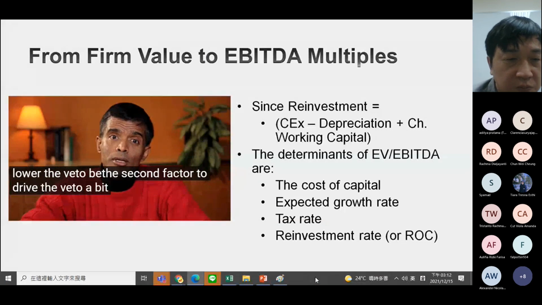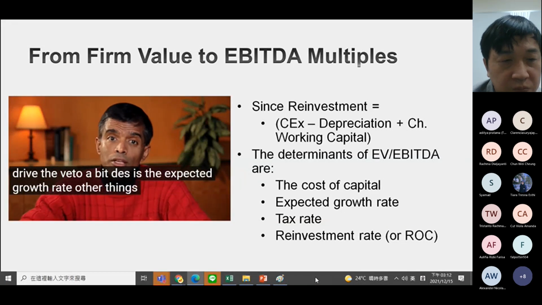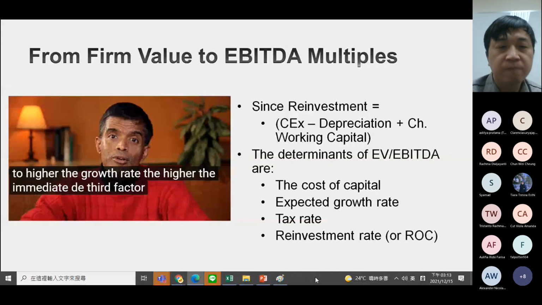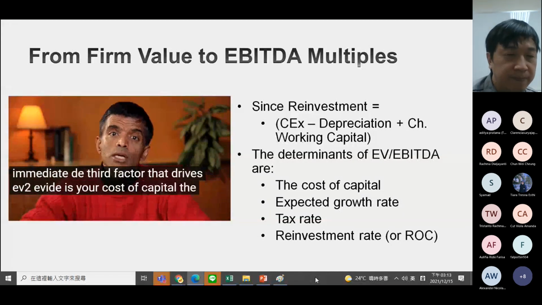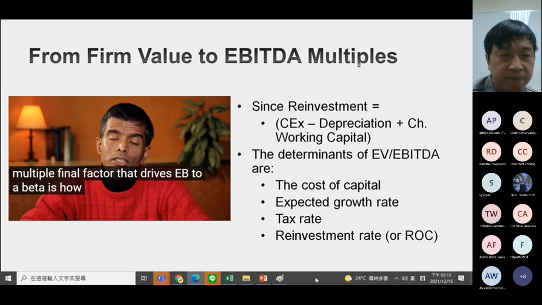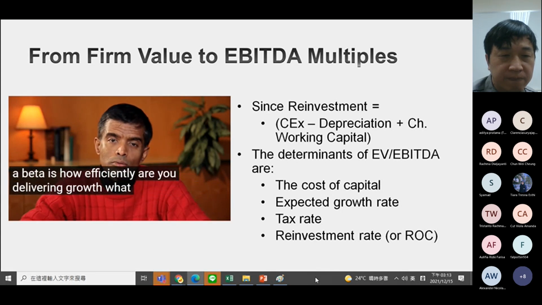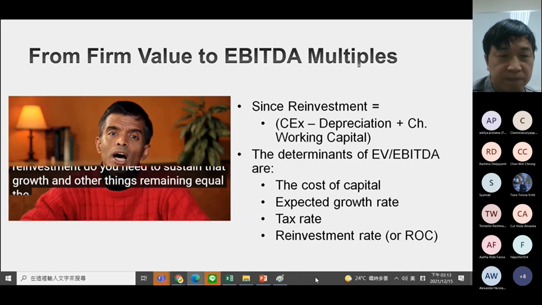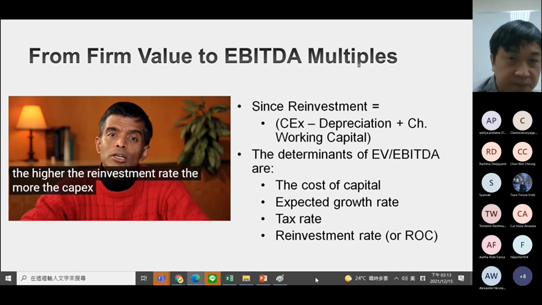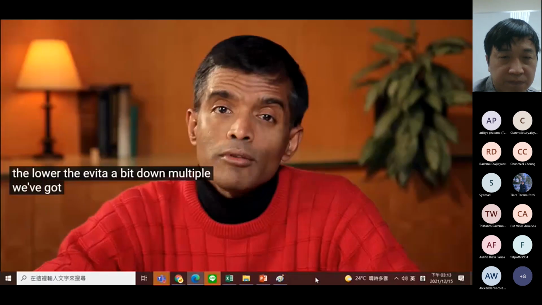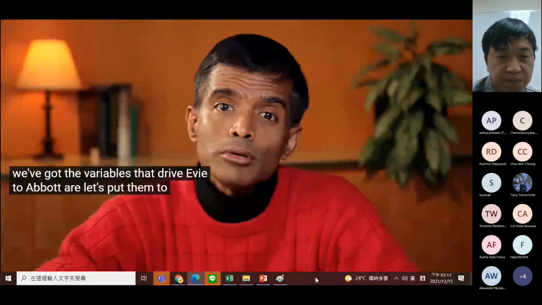Second factor to drive the EV to EBITDA is the expected growth rate. Other things remaining equal, the higher the growth rate, the higher the EV to EBITDA. Third factor that drives the EV to EBITDA is your cost of capital. The riskier a firm, the higher its cost of capital, the lower the EV to EBITDA multiple. Final factor that drives the EV to EBITDA is how efficiently are you delivering growth? What kind of reinvestment do you need to sustain that growth? Other things remaining equal, the higher the reinvestment rate, the more the CapEx, the more the change in working capital, the lower the EV to EBITDA multiple. We've got the variables that drive EV to EBITDA. Let's put them to use.